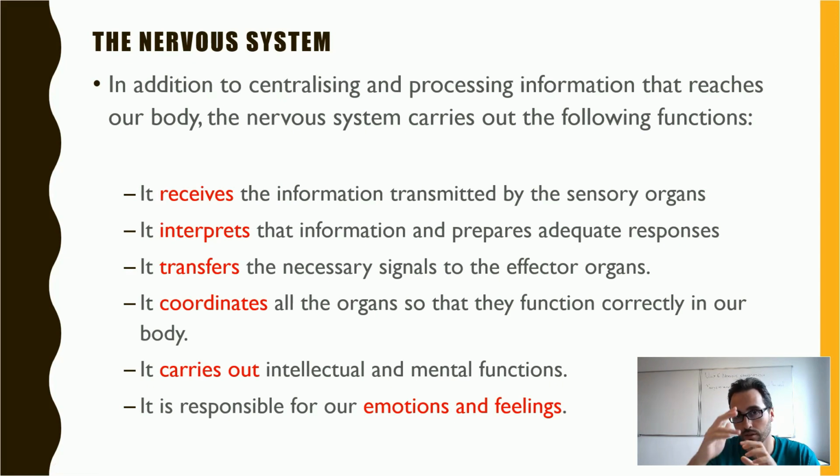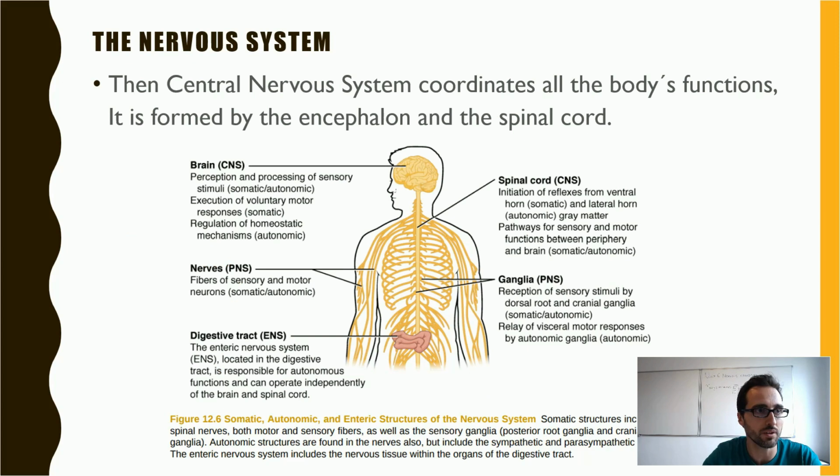This is the most elaborate characteristic of the nervous system. The central nervous system also coordinates all the body functions. The central nervous system is the encephalon and the spinal cord, and the peripheral nervous system is composed of the ganglia and the nerves. That's it. This is a diagram about this.